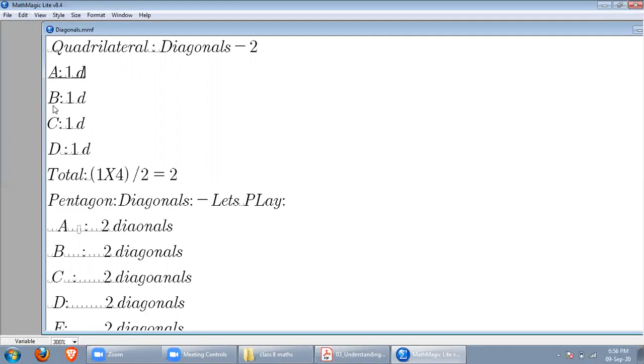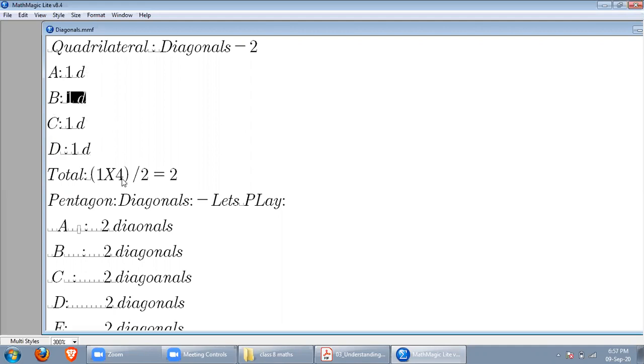They are denoted by A, B, C, D. Now from A, D and B are adjacent. So only C is left. C is the only non-adjacent vertex to vertex A. So only one diagonal can be drawn from vertex A. Similarly, from vertex B, A and C are adjacent. Only D is non-adjacent to B. So only one diagonal can be drawn from B. Similarly, from C, one diagonal can be drawn. Similarly, from D, one diagonal can be drawn.